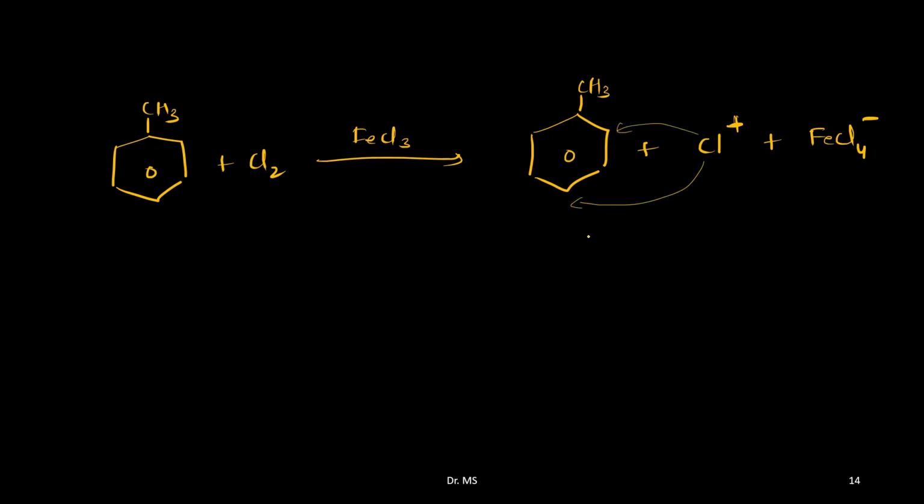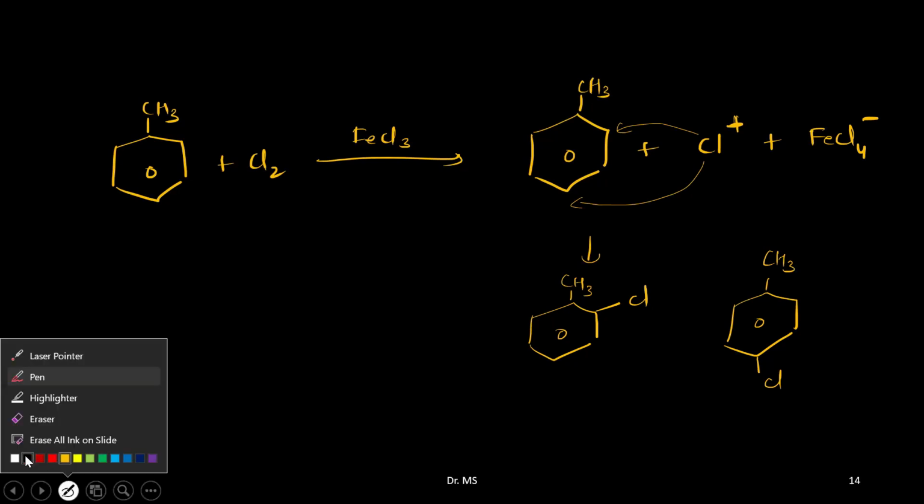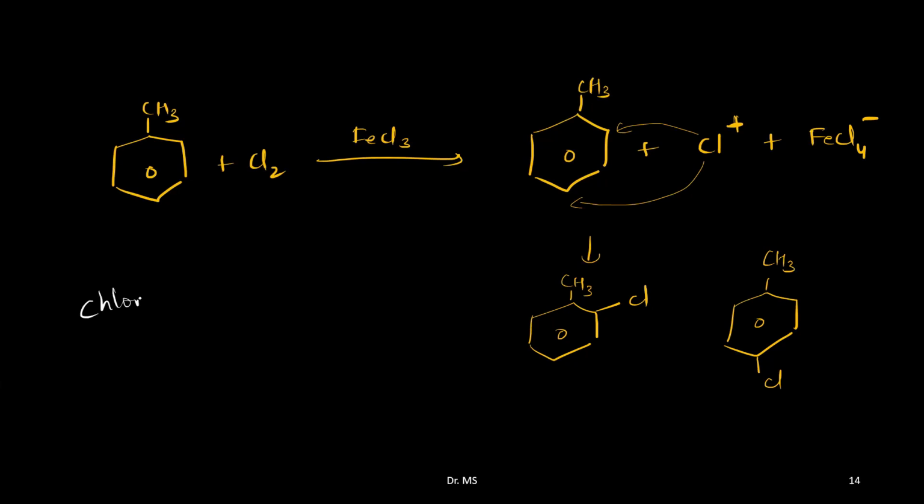Okay. So you will be getting CH3 Cl, CH3 Cl. Okay. So just remember this thing. Instead of knowing the reason, just remember. It's better to remember the chlorination occurs at ortho and para position relative to the methyl group.